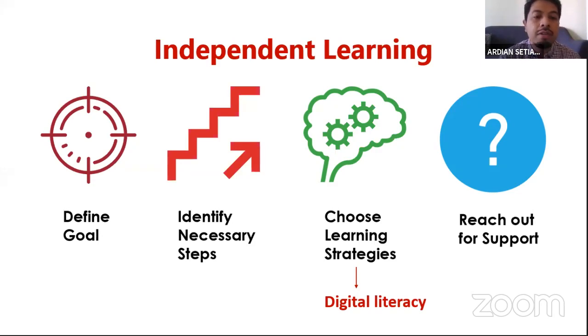Then you have to define first, and in the second stage, you need to identify the steps to achieve that. And then in the next stage, you choose the strategies. In this case, you need digital literacy, and later on I will explain what digital literacy is. And if you need support from your friends or your teachers, then you can reach out for support. If you don't understand a specific concept, for example, you can always contact your teachers or your friends, your peers, ask them about things that you don't know, and you can get support from them there. Okay, let's talk about digital literacy.